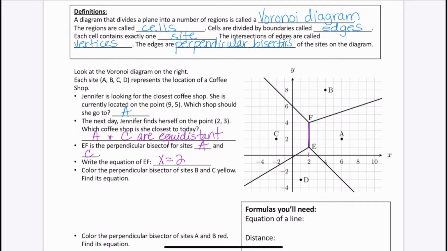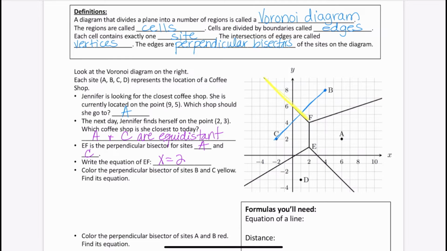Color the perpendicular bisector of sites B and C yellow. Find its equation. Now we're moving on to two other sites, B and C. Notice this is a line segment that contains B and C. The perpendicular bisector that you're going to shade in yellow is going to be this one right here.